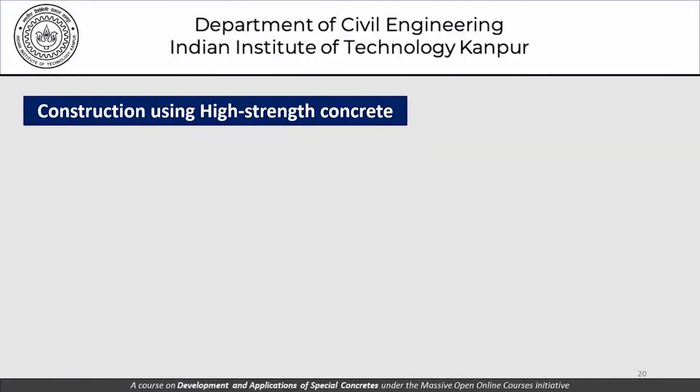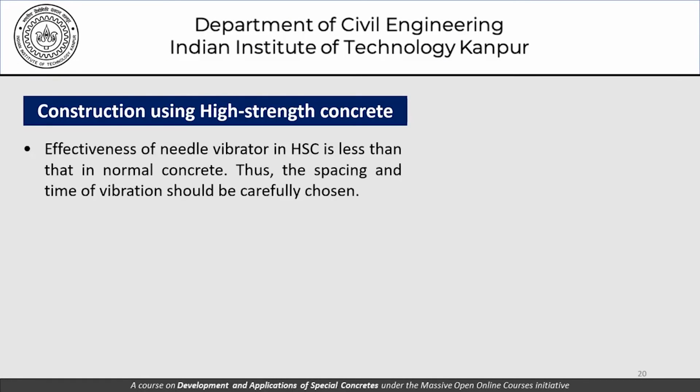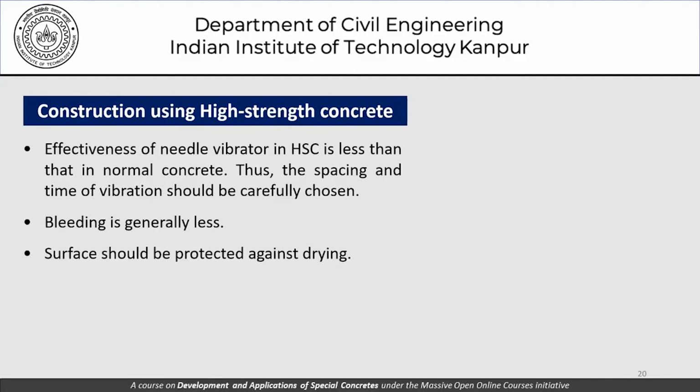As far as construction using high strength concrete is concerned, let me try to point out a few things. Effectiveness of needle vibrator in high strength concretes is less than that in normal concretes, and therefore the spacing and the time of vibration should be carefully chosen. Bleeding is generally less. Surface needs to be protected against drying because we are anyway using very little excess water, and therefore whatever water is there, it should be ensured that it is used for hydration of cement and is not allowed to escape.